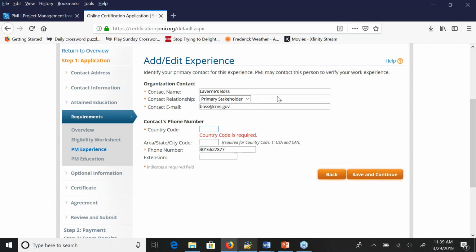Oh, country code is required. Sorry. Please use numbers only. Oh, jeez. Stop it.